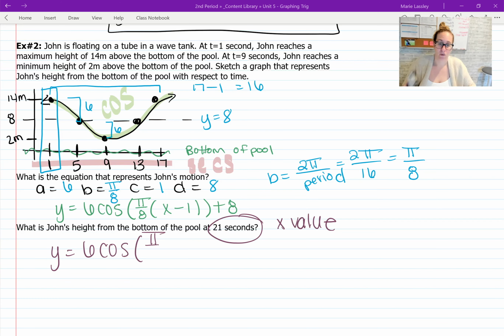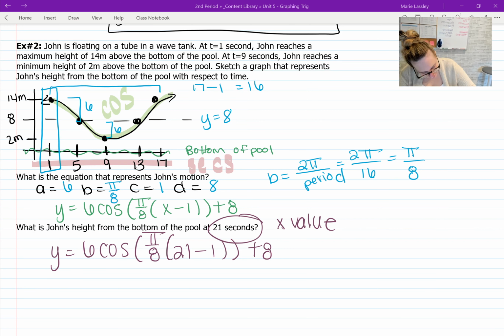Now, we did this in radians, so when we go to our calculator, we want to go to mode and make sure that the radians button is selected, because we are doing this in radians. If we were doing this in degrees, we would want to make sure we were in degree mode. All we have to do is type this exactly in as you see it. So 6 cosine, hit the pi button, divided by 8, parentheses, 21 minus 1, close parentheses, plus 8, hit enter, and I got 8.